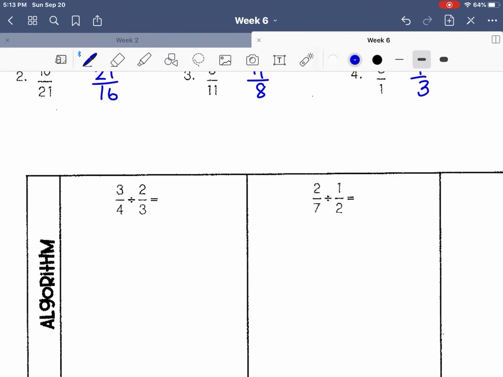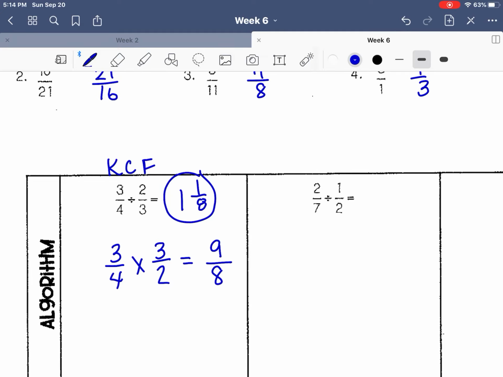Let's do the work here. 3/4 divided by 2/3. Keep the first fraction. Remember, K, C, F. Keep, change, flip. Keep the first fraction, change it to multiplication, and flip the second fraction upside down. Now it's 3/2. Multiply. 3 times 3 is 9. 4 times 2 is 8. That is improper. 8 will go into 9 one time. 1/8 is left over.